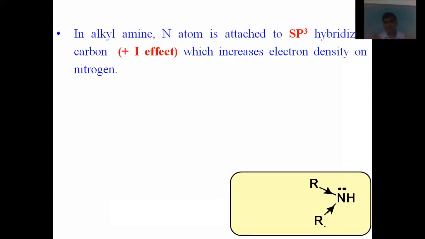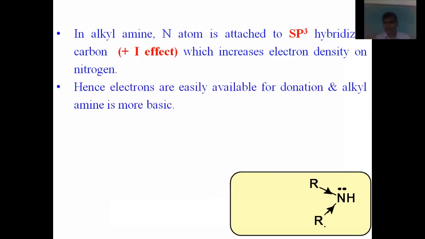Due to the plus I effect, electron density on the nitrogen increases. There is more electron density on the nitrogen. Hence, electrons are easily available for donation. And hence, that aliphatic amine is more basic. Let us see the example of pyridine. Now, what about the pyridine?